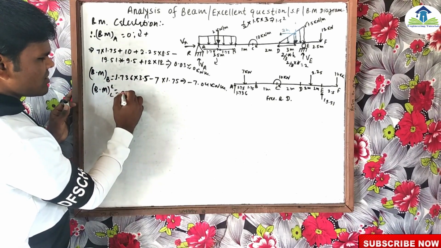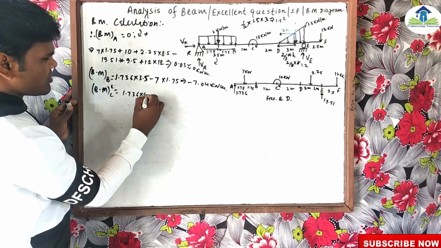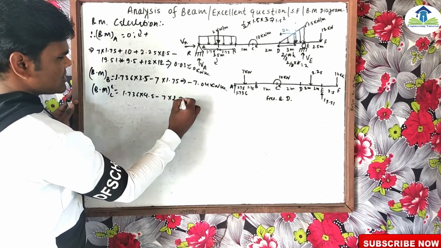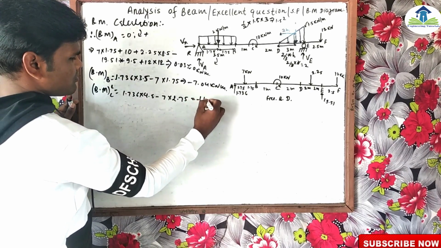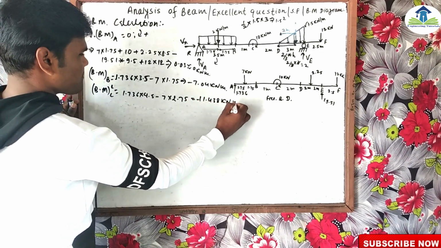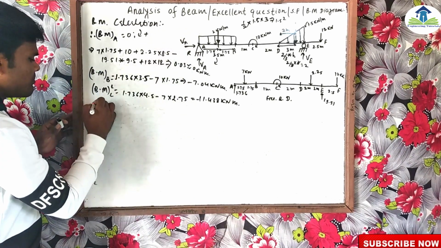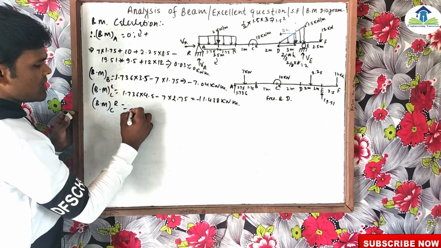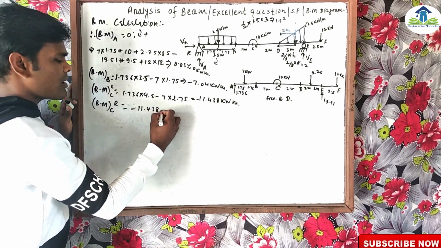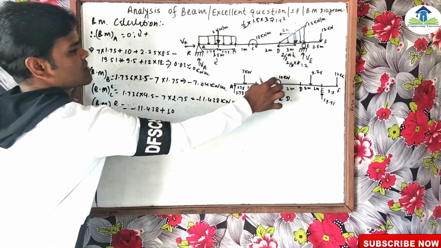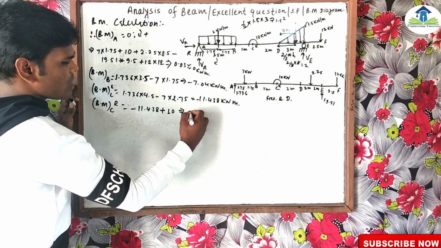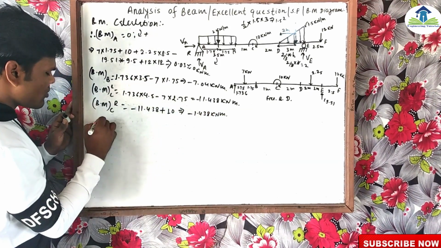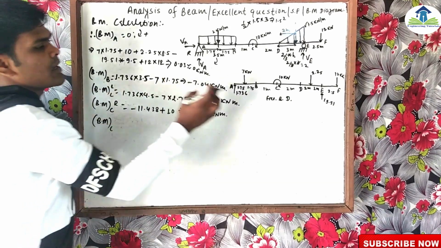Here on the left side, 1.736 into 4.5, the total distance is this, and 7. Now for 7.2.75, this will be 11 minus 11.438 kN. Now the bending moment for B.C on the right side: the total bending moment on the left side is 11.438, and this will be the positive 10 kN. This 10 kN will be the value of what? Minus 1.438 kN. Now bending moment at point C to point D.